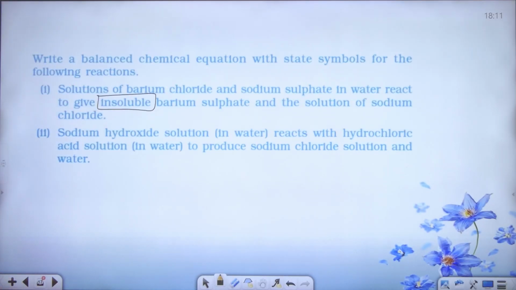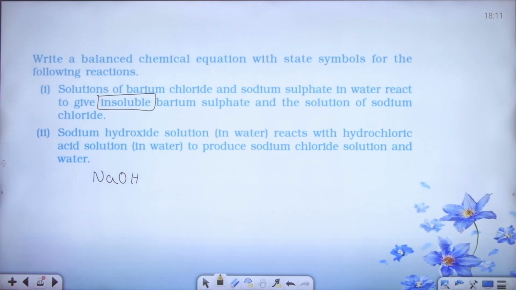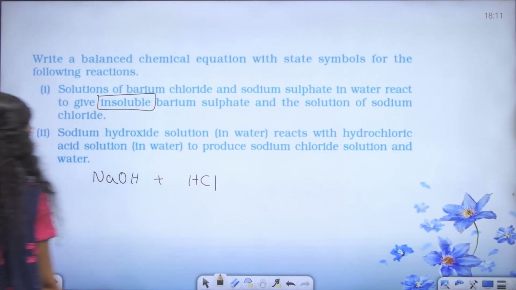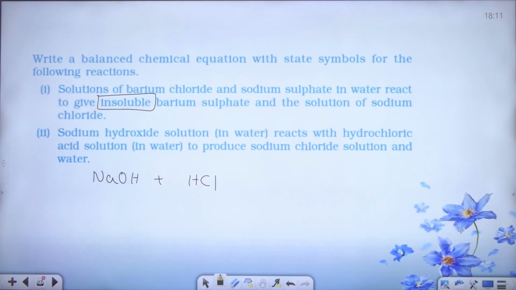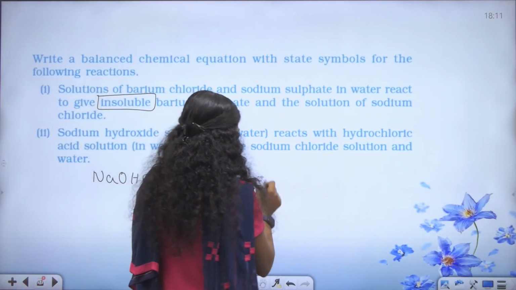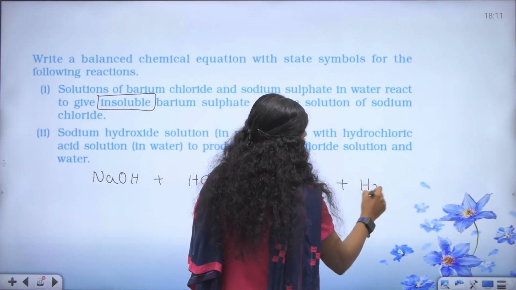Then the next one: sodium hydroxide solution in water, NaOH, reacts with hydrochloric acid. Hydrochloric acid is HCl in water. That means sodium hydroxide is dissolved in water and HCl is dissolved in water. Mix these two solutions to produce sodium chloride solution, NaCl, plus water.